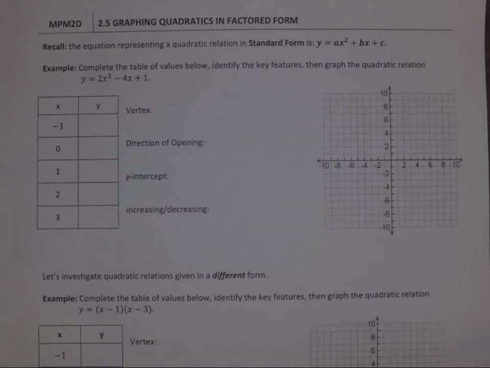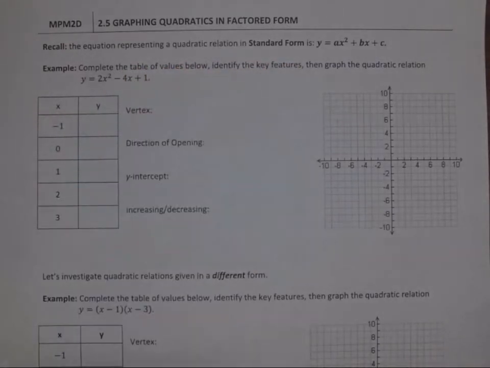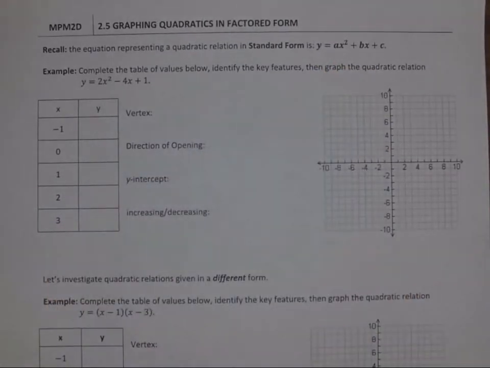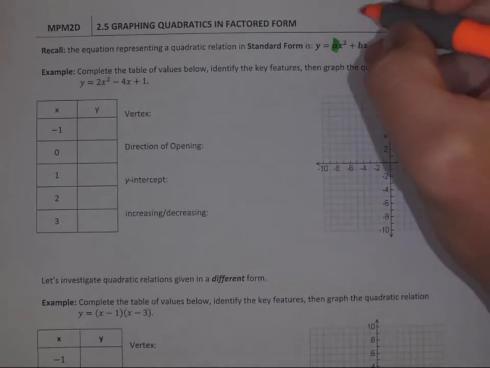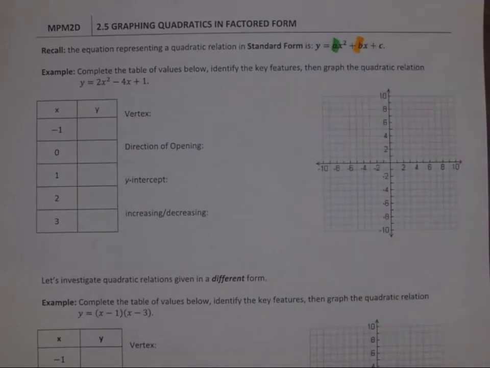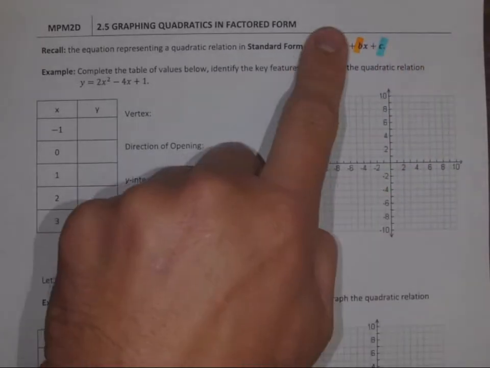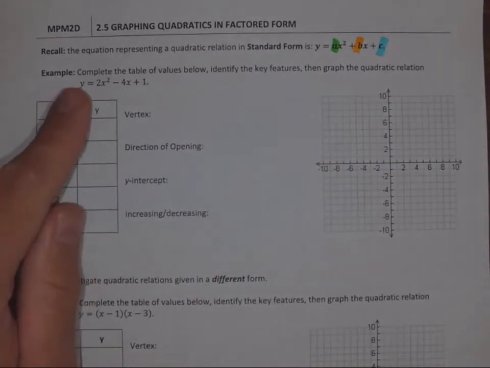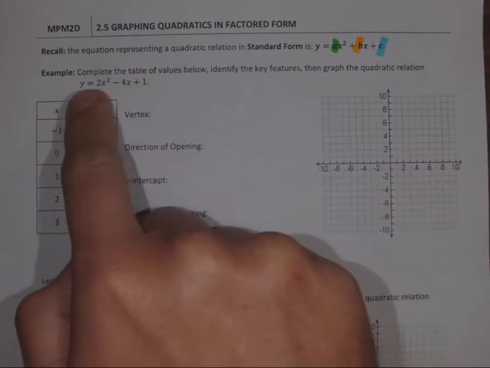Recall that the equation representing a quadratic relation in standard form is y equals ax squared plus bx plus c, where a, b, and c are all actual numbers. Really, a cannot be 0, or else we would just have a line. So right now, we're going to complete the table of values and identify key features, and then graph it based on this example.